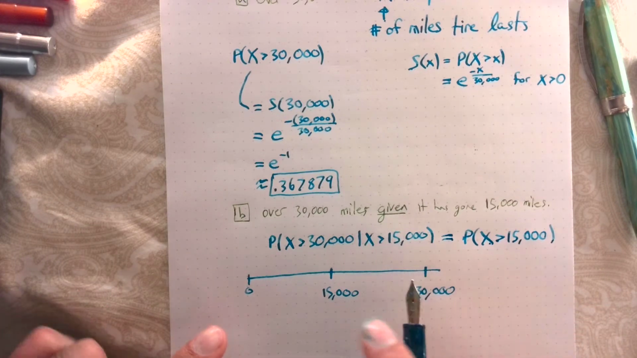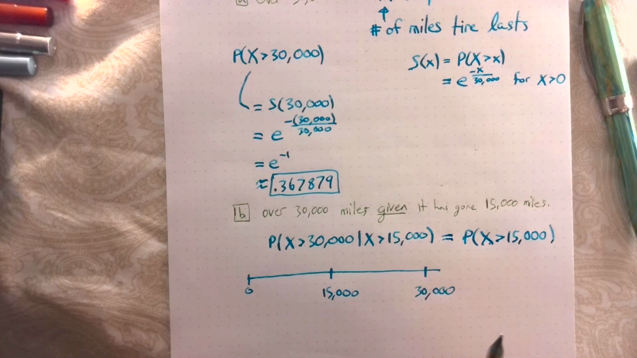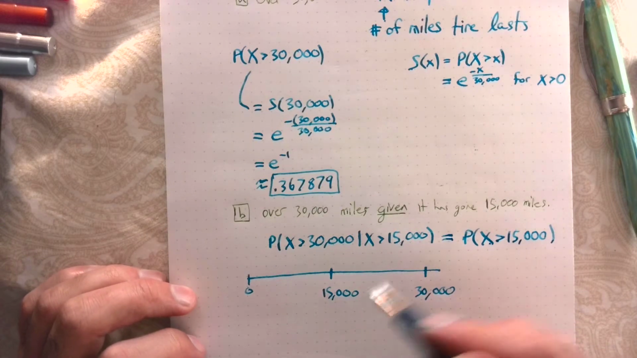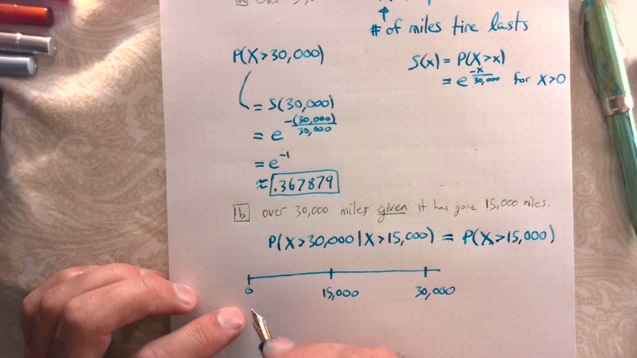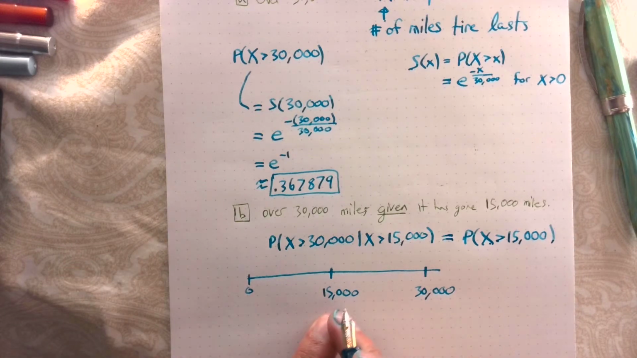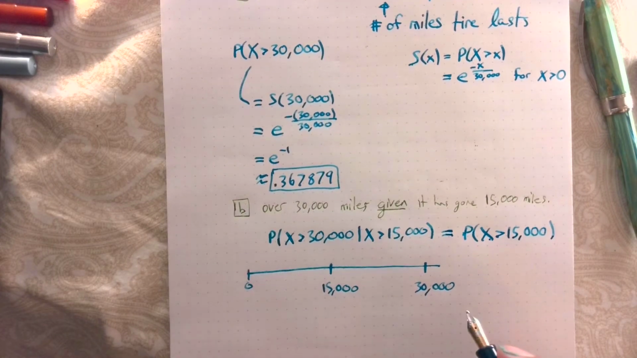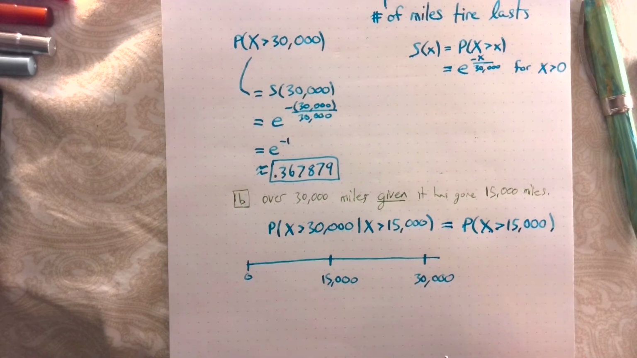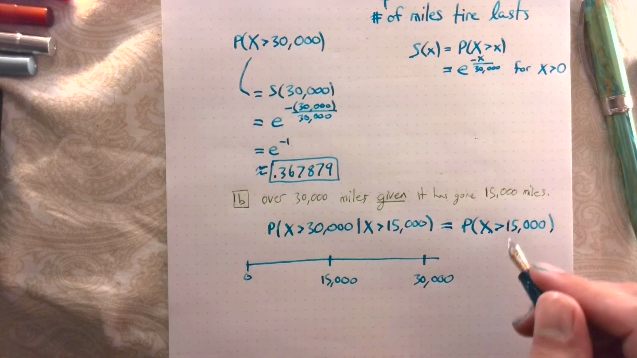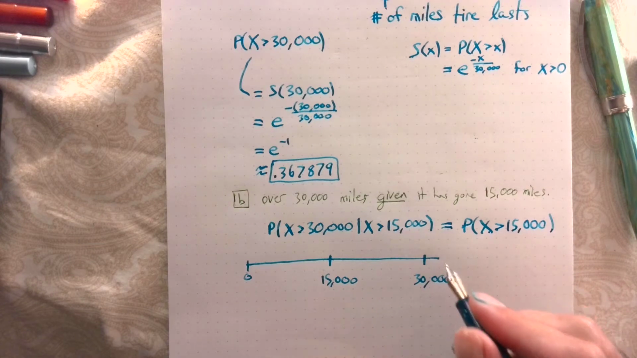So given that, that's not a very good thing for the life of a tire, right? If I know that my tire has lasted 15,000, the probability that it's going to last another 15,000 should be less, right? I've driven 15,000 miles on this tire. Some of the wear is going to be gone. That's indicating that an exponential distribution might not be the best model for the life of this tire. But regardless, we're assuming that it is.